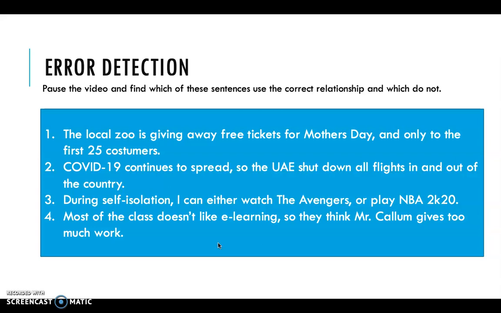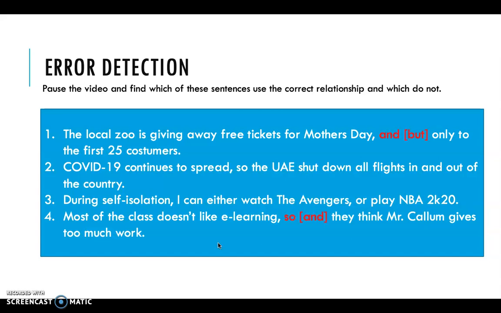COVID-19 continues to spread, so the UAE shut down all flights in and out of the country. During self-isolation, I can either watch The Avengers or play NBA 2K20. Most of the class doesn't like e-learning, so they think Mr. Callum gives too much homework. Which one of these aren't correct? Pause it and try to find where you're right and wrong.